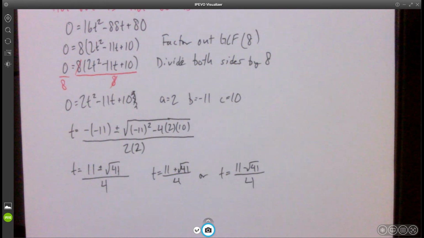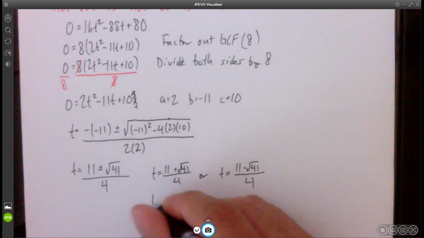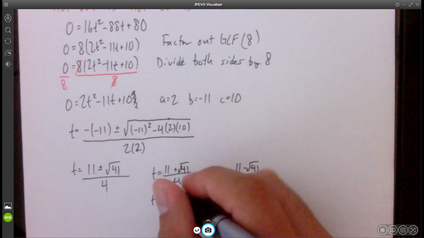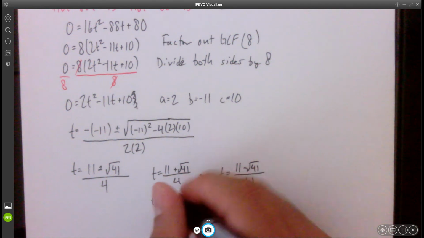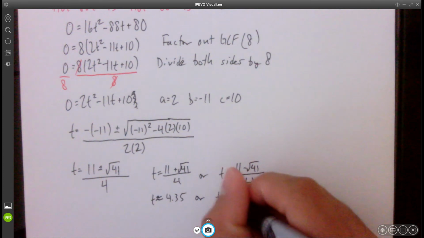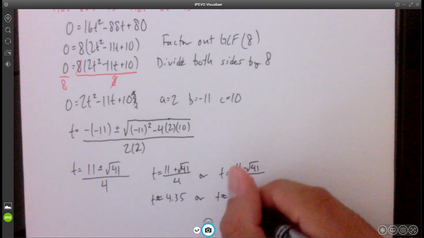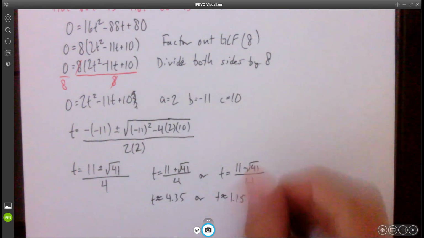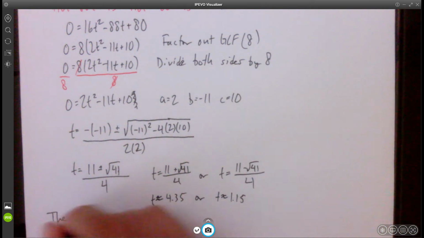So notice that we have all these decimals. I want you to round to the nearest hundredth. Going back over here, we get that t is approximately, and we use these squiggly equal signs, 4.35, or t is approximately 1.15.